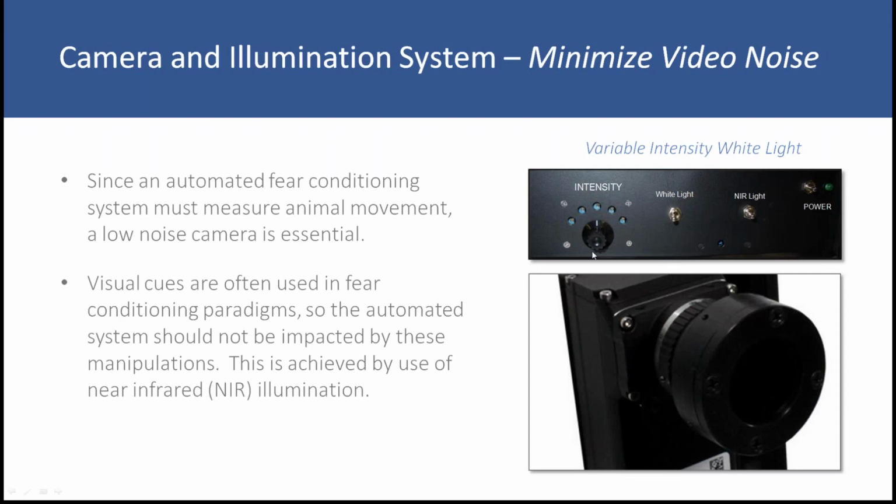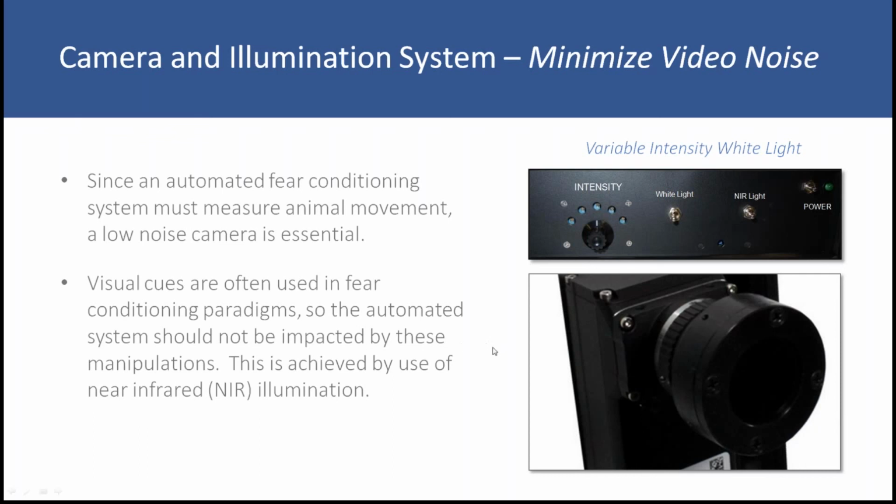Illumination is just as important. In fear conditioning, visual cues are often used. So you often have a stimulus light that is used as a conditioned stimulus, or perhaps the visible light levels are manipulated as a part of the environmental context. You might have bright lights in one context and very dim or no lights in another context. Those manipulations to visible light should not interfere with the way the automated system works.